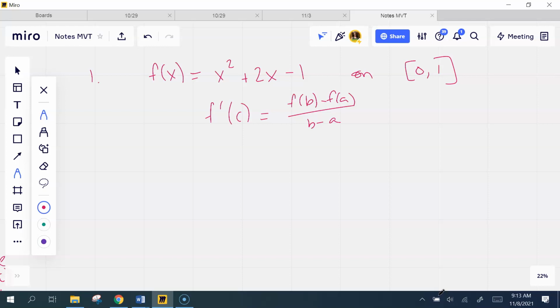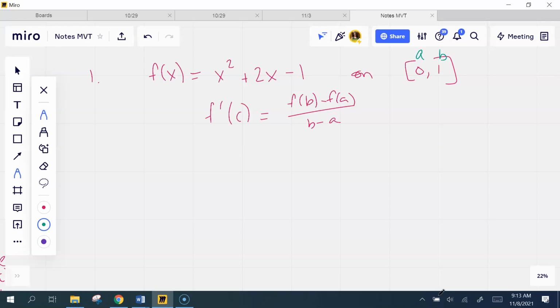Oh, actually, I do. Actually, you do, because this is A and this is B, right? I don't know f prime of C, but I could definitely find f prime of X, right? Okay, so let's think about this.